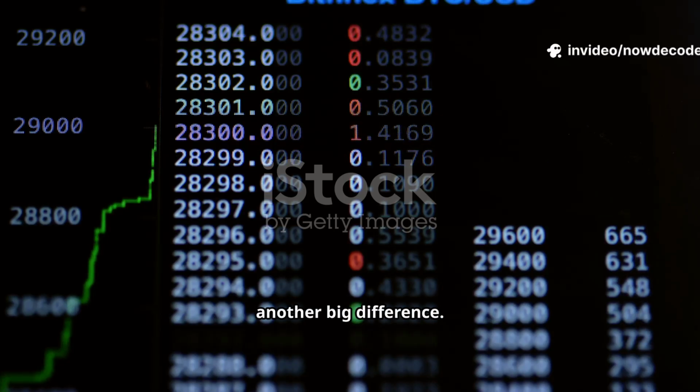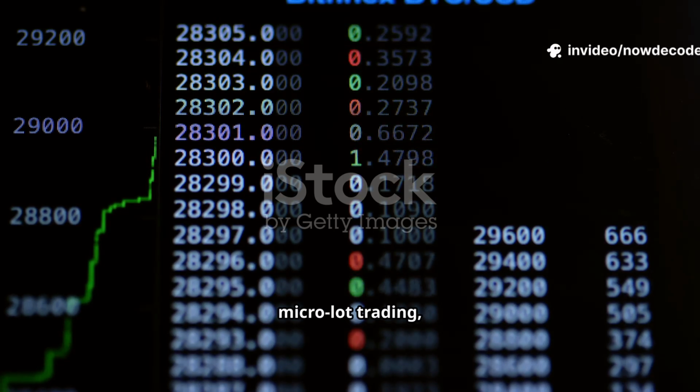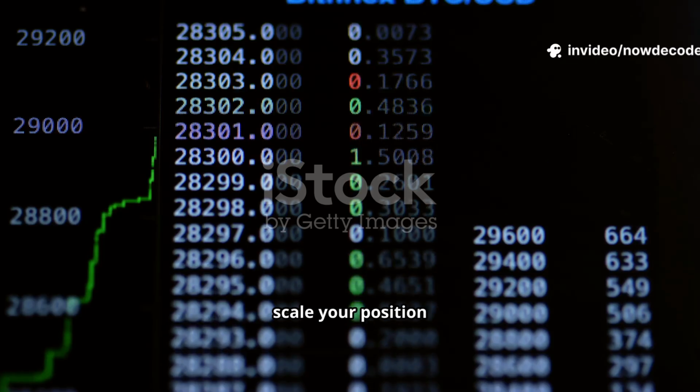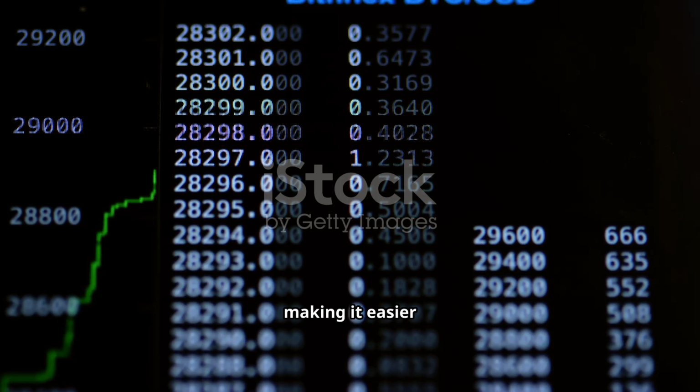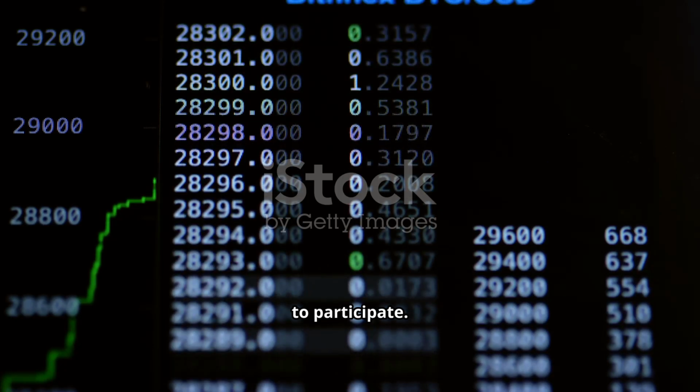Risk management is another big difference. CFDs allow micro-lot trading, which means you can scale your position size very precisely. Margin requirements are lower, making it easier for smaller traders to participate.